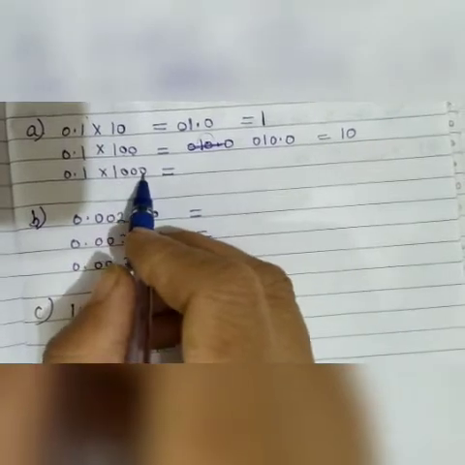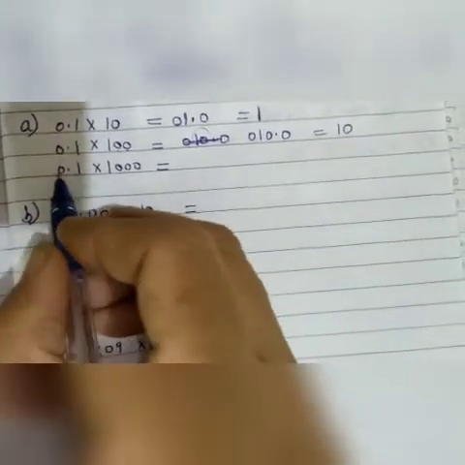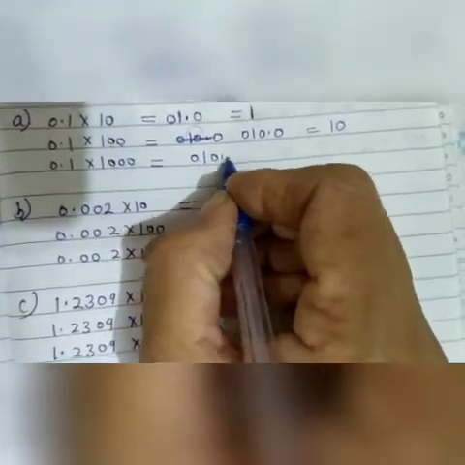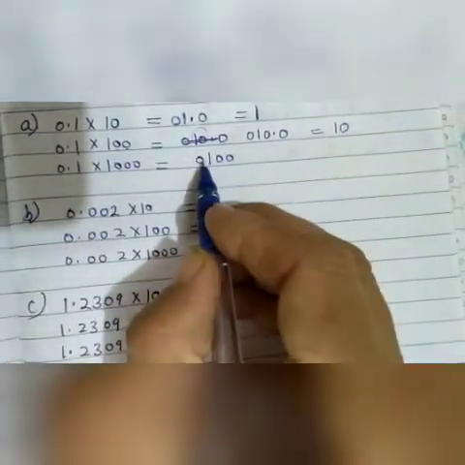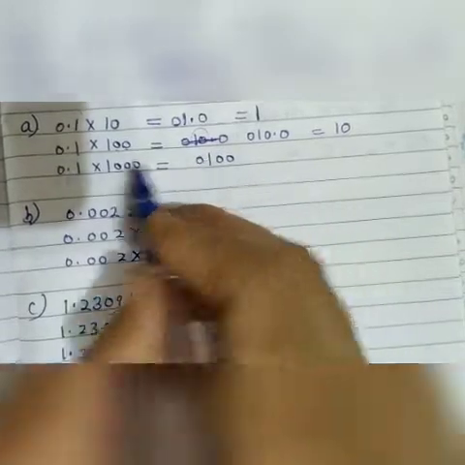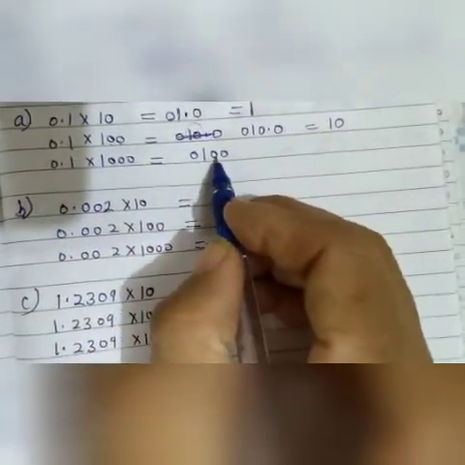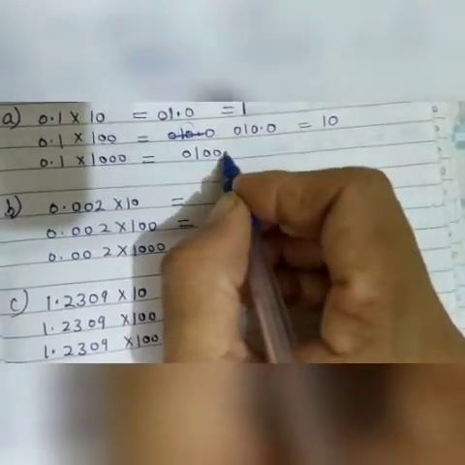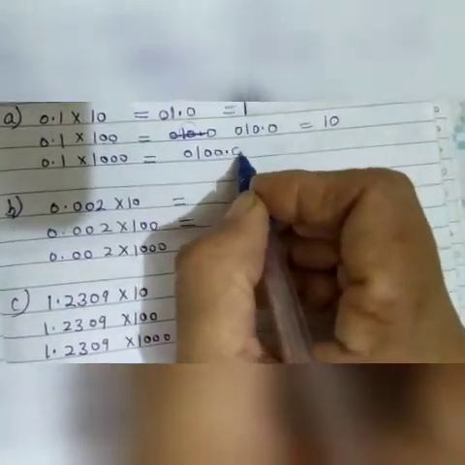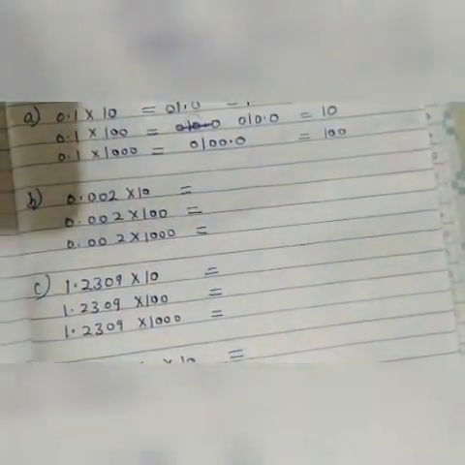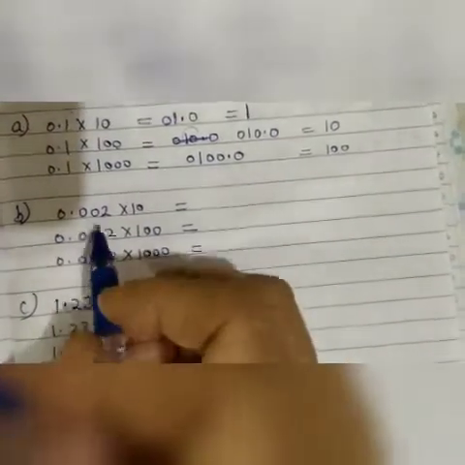Now here 0.1 into 1000. After 1, how many zero? 3 zero. So first we will write this 0, then this 1, then add 2 0. See here, decimal is here. We have to shift this decimal 3 places this side. So 1 digit, 2 digit, 3 digit. Put decimal here, then 0. It means it is 100. Now come to next part.